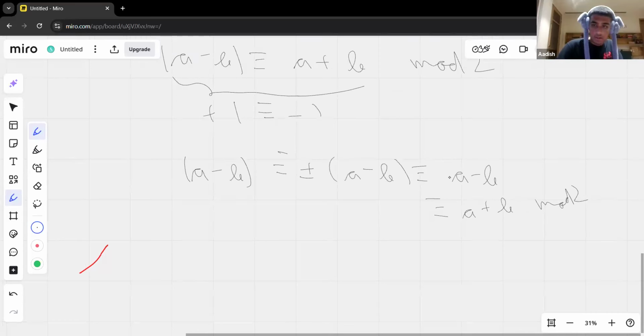Please repeat. Okay. So what he said is that A minus B, A minus B absolute value, and A plus B are equal mod 2. Whoever said the solution, Keshav, I think.